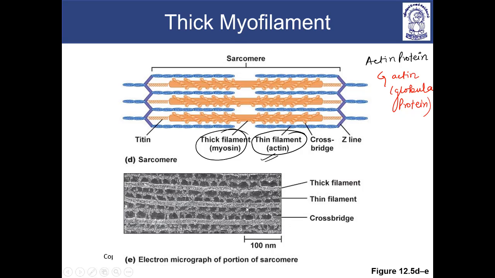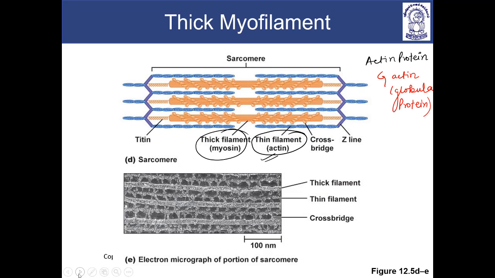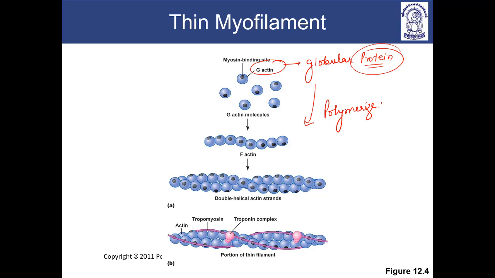Just give me a minute, I'll add one slide. Yeah, this is the thin myofilament I was actually talking about. This is the G actin molecules, which are a globular protein. So these G actin molecules get polymerized to form F actin. This is the F actin, which is a linear arrangement.